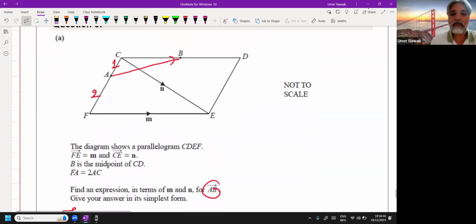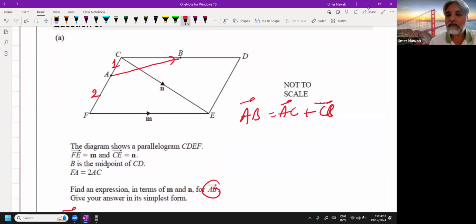So which direction I choose for AB? AC plus CB. Can I write AC in terms of FC? So it is 1/3 of FC. AC is what? It's 1/3 of FC. And CB is what? It's a half of M because B is the midpoint. He mentioned that. This is half of M.